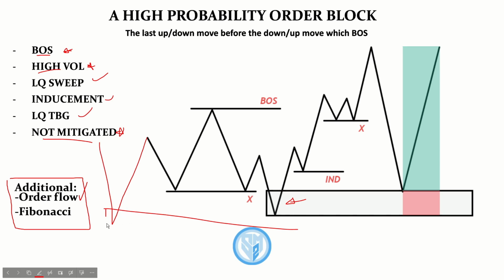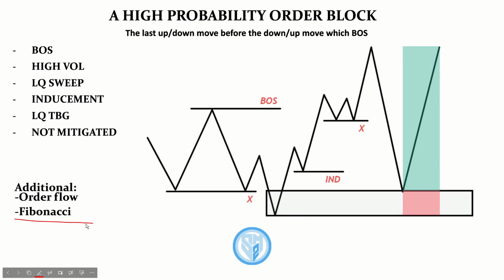So let's say we had a previous order block over here, and then this was the reaction of a previous zone, then we have something called bullish order flow. My literal previous video was on this, so make sure to watch that as well. And another thing is the Fibonacci, right?